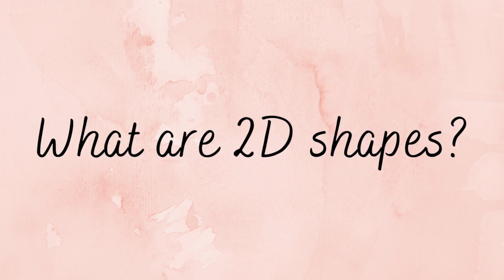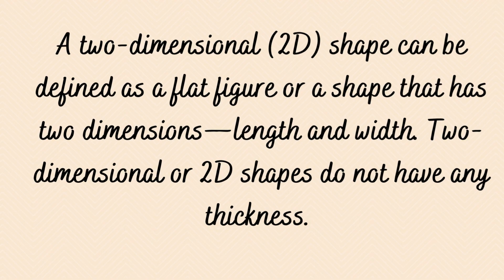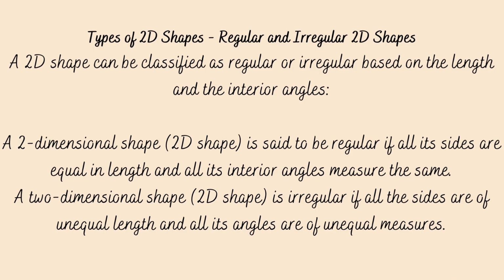Now, what are 2D shapes? A two-dimensional shape can be defined as a flat figure or a shape that has two dimensions, length and width. Two-dimensional or 2D shapes don't have any thickness. There are two types of 2D shapes: regular and irregular 2D shapes.